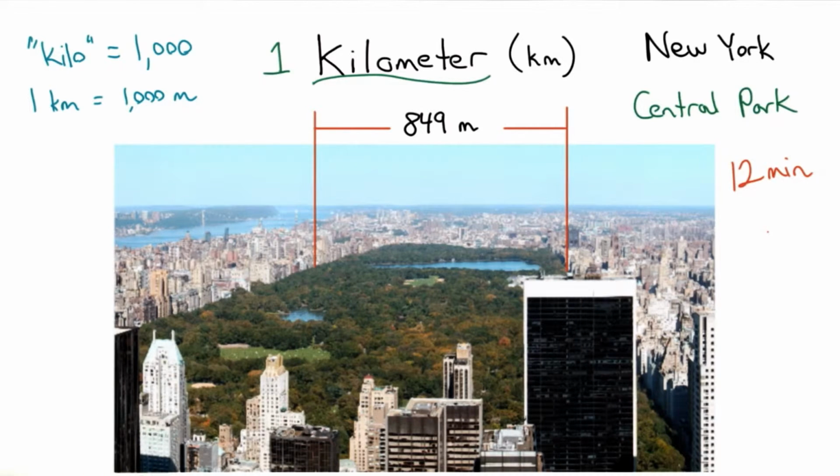If you wanted to see for yourself how long a kilometer is, you could go outside. It takes about 12 minutes to walk a kilometer, depending on how fast you walk. All right, now that we know what a kilometer is, let's get back to problem solving.